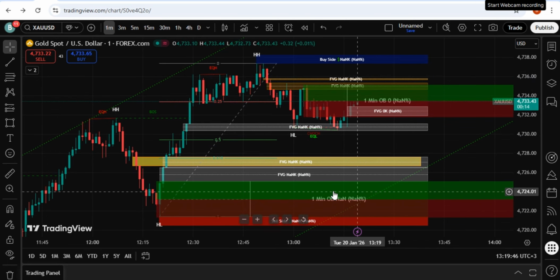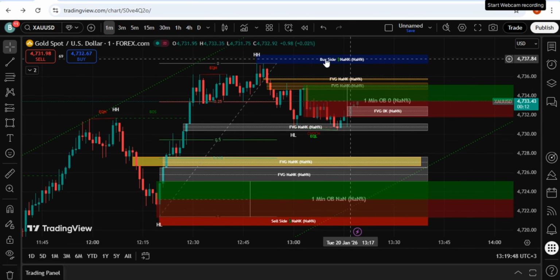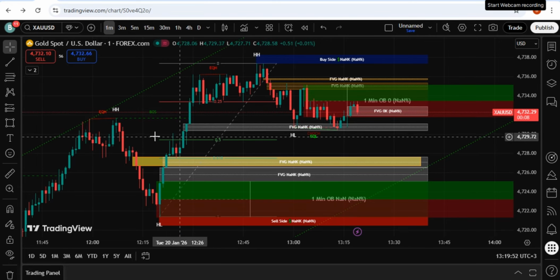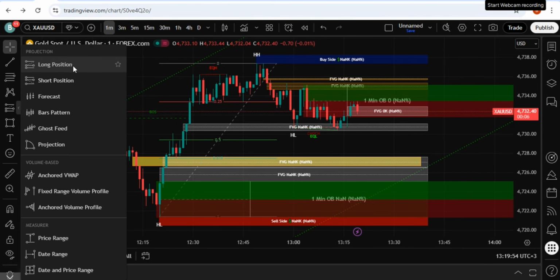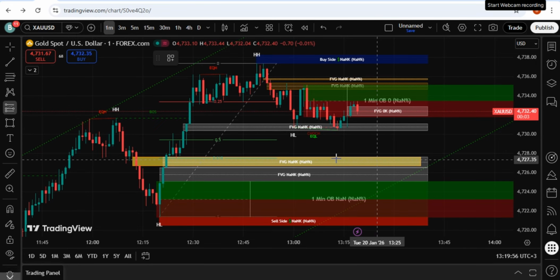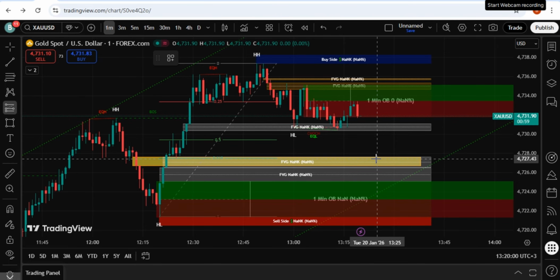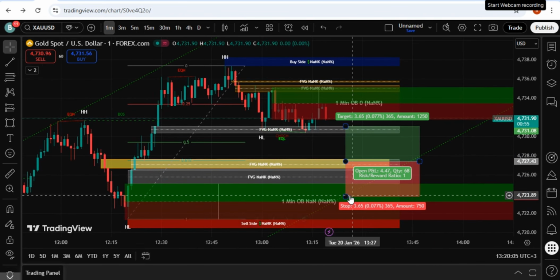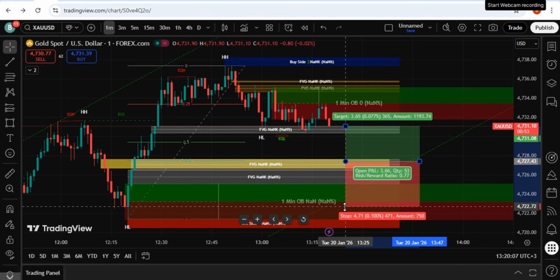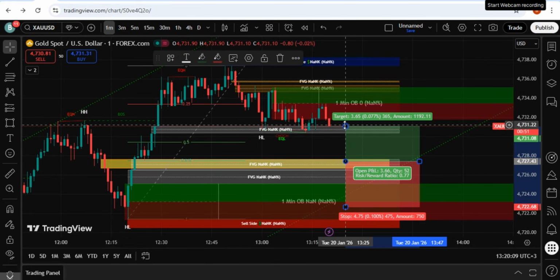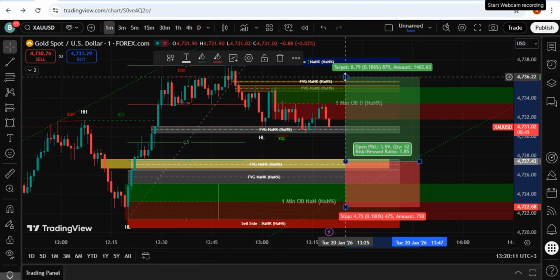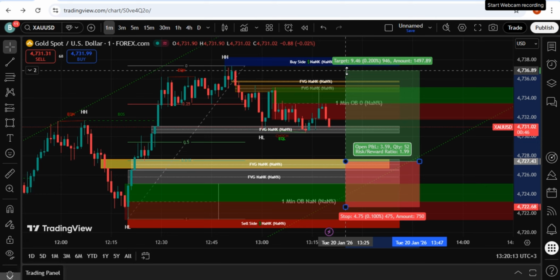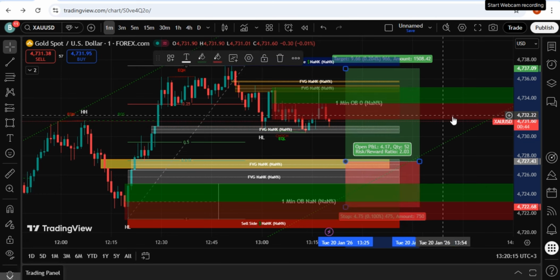So this is our order block, and this is the liquidity side. Buy side liquidity is here. After I've seen that, I'll put my buy limit pending order just around this point here. Then you can have your stop loss around here. Then you can target 1 to 2, which will be around here.